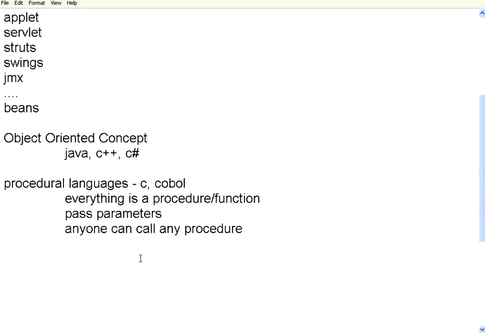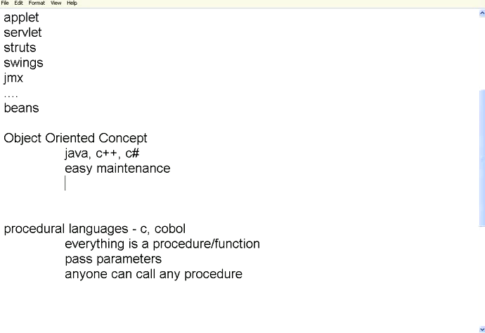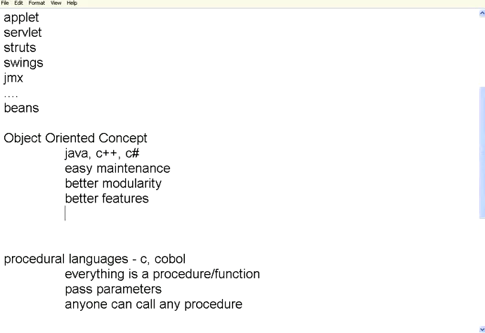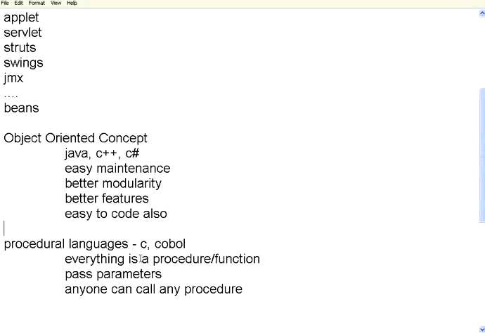It's a tough thing to maintain when you have large programs, say 500,000 lines of code. The reason why the object-oriented concept came is easy maintenance. It also provides better modularity. That means the way procedural languages look and the way object-oriented languages look are different. So you have better modularity, and hence it helps in easy maintenance. It also has some key concepts we are going to see, inheritance, etc., better features. And all said and done, it is easy to code also. Rather than a lot of laborious code, it is easy to code as well, with better features than the procedural languages.